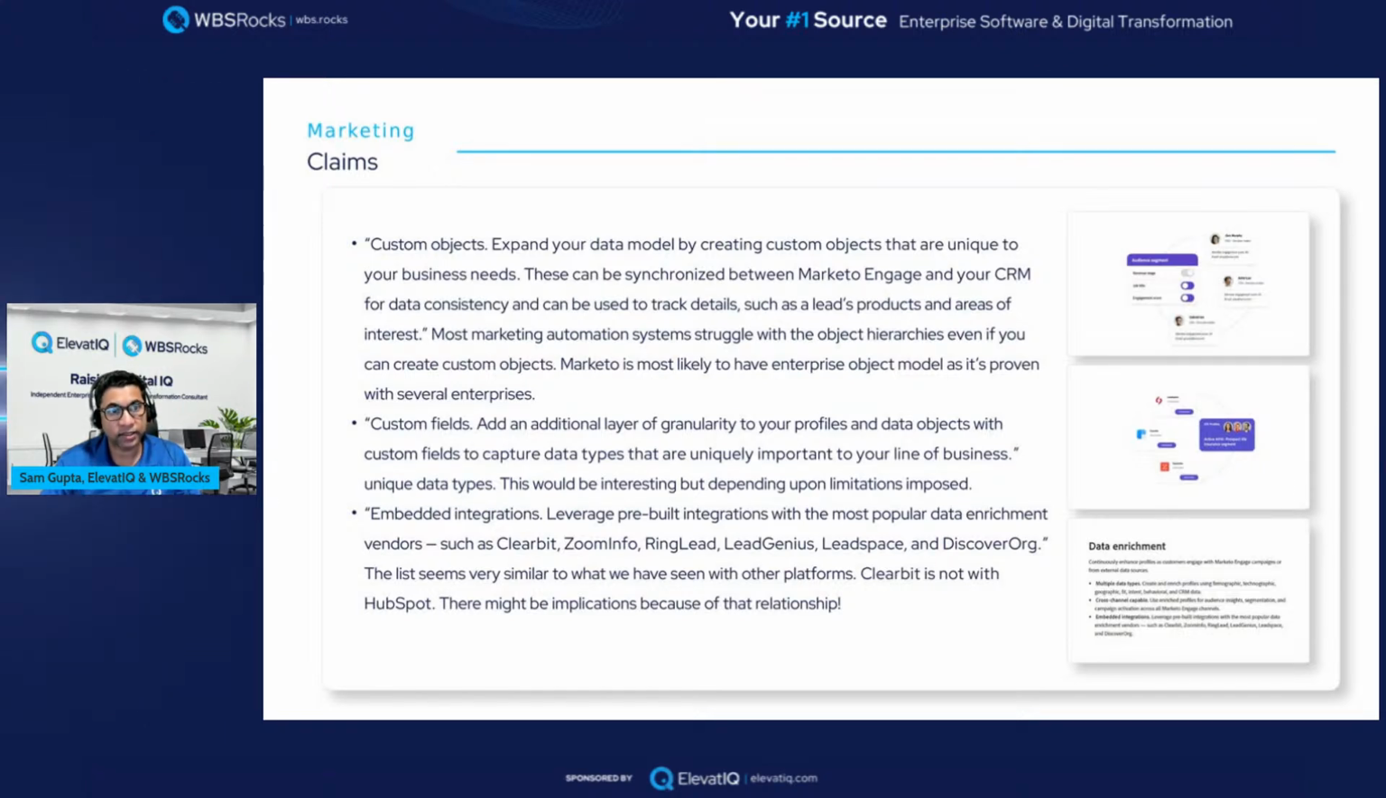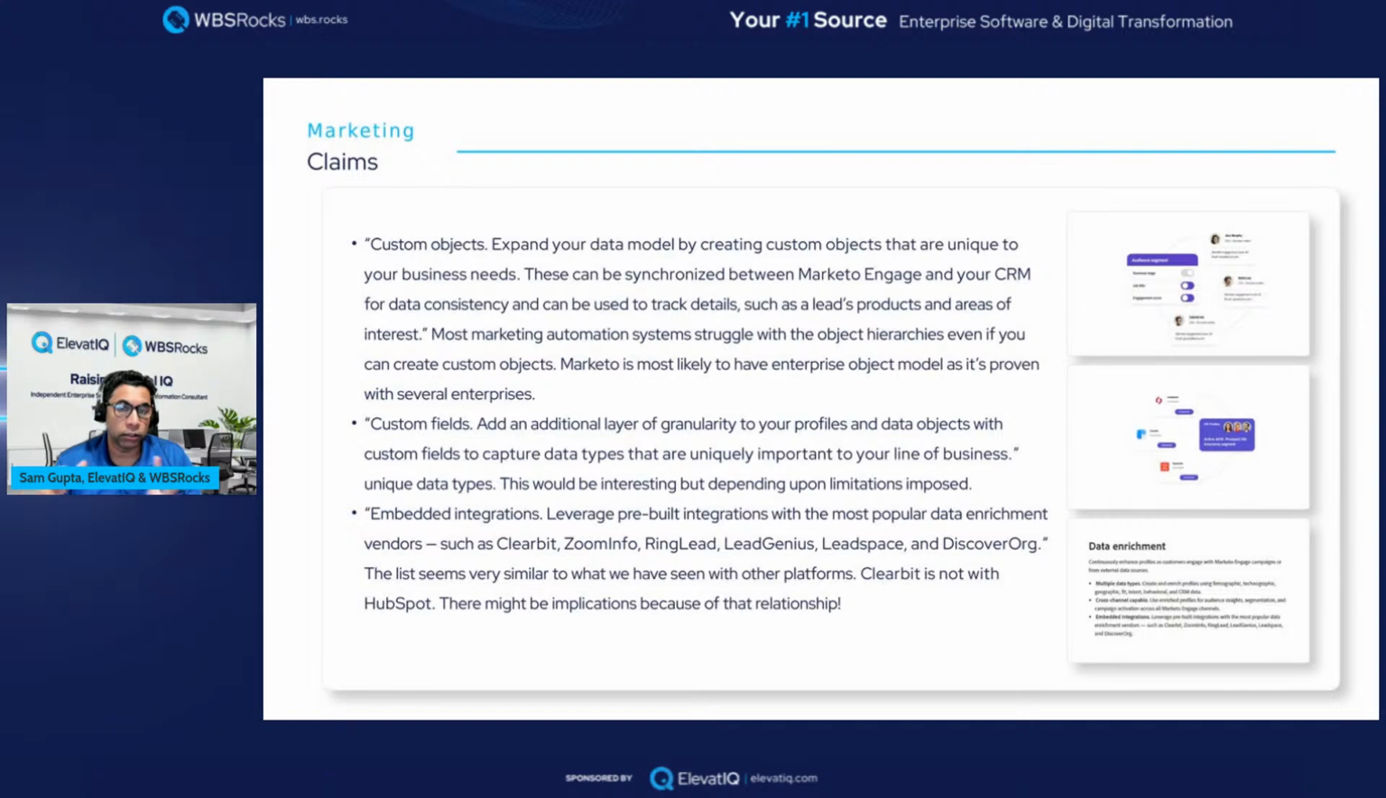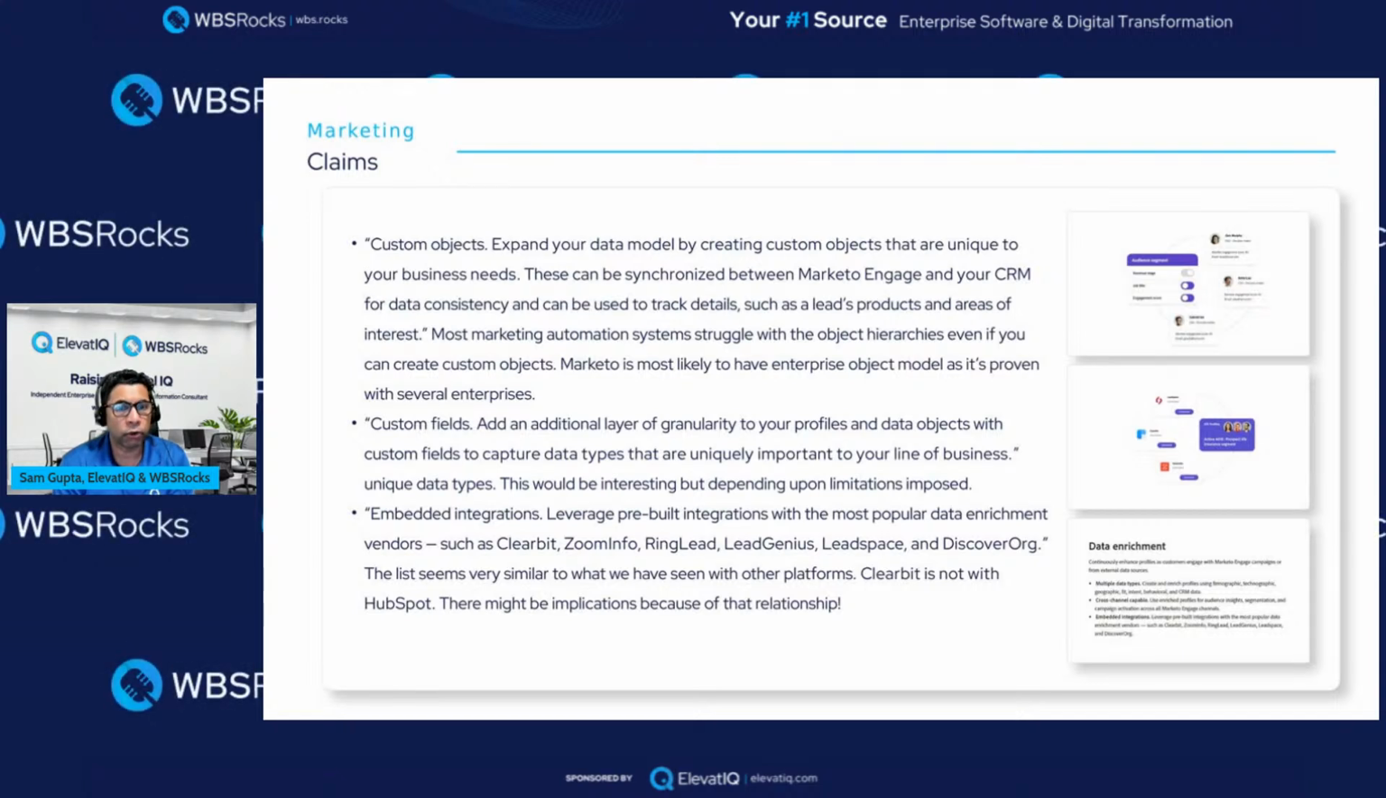Now, if the underlying system does not support the object hierarchies, then you are going to find challenges in mapping those. So obviously you need these capabilities from the Marketo perspective, but that is not the only thing you need. You need far more than that, and that's where your CRM needs to be compatible with those hierarchies as well. So now moving on to the next comment, which is the custom fields.